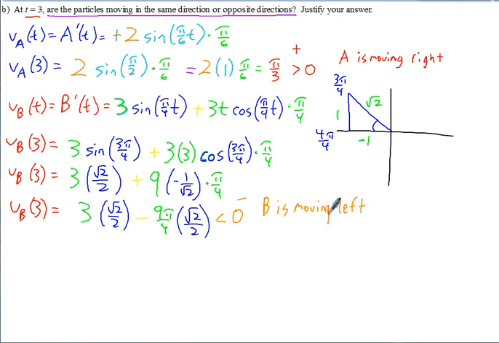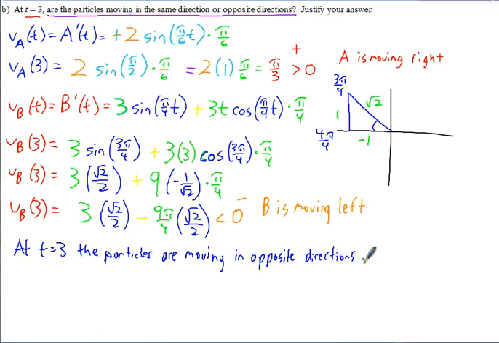So now we can answer our question. Are the particles moving in the same direction or opposite directions? We can say at t equals 3, the particles are moving in opposite directions. And then for your justification, the simplest way to do this would be to say since v sub a of 3, the velocity of particle A at 3, is greater than 0, and v sub b of 3 is less than 0.